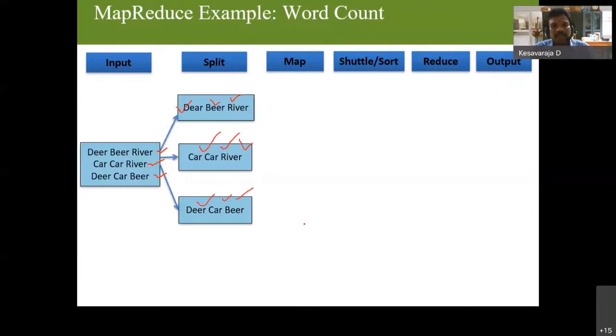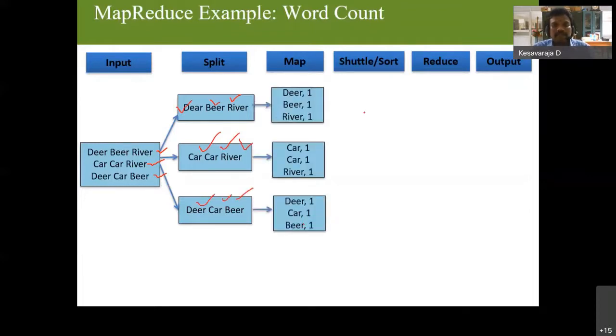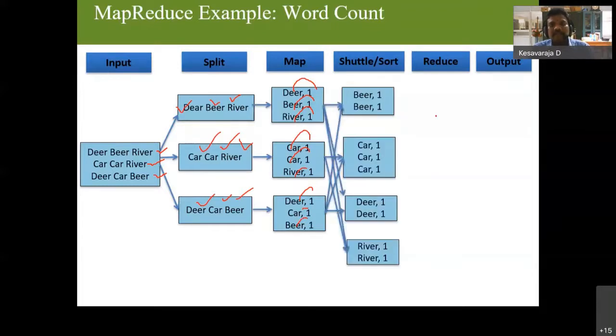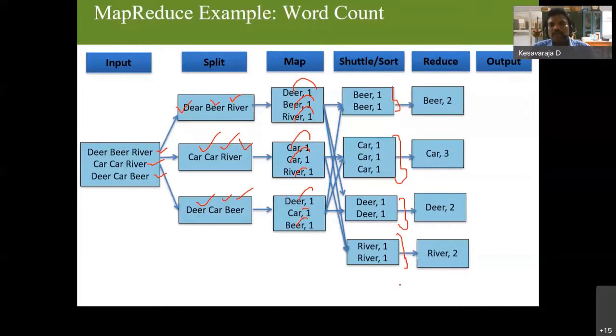We split it. Now the map phase: each and every word is paired with 1, as a key and value. The word is the key, the value is 1. Yes, it's the map phase. In shuffle, it's aligned: all the beer, all the car, all the deer, all the river are grouped. In reduce, the count was added. It gets the output, the combination of everything. So this is the result.